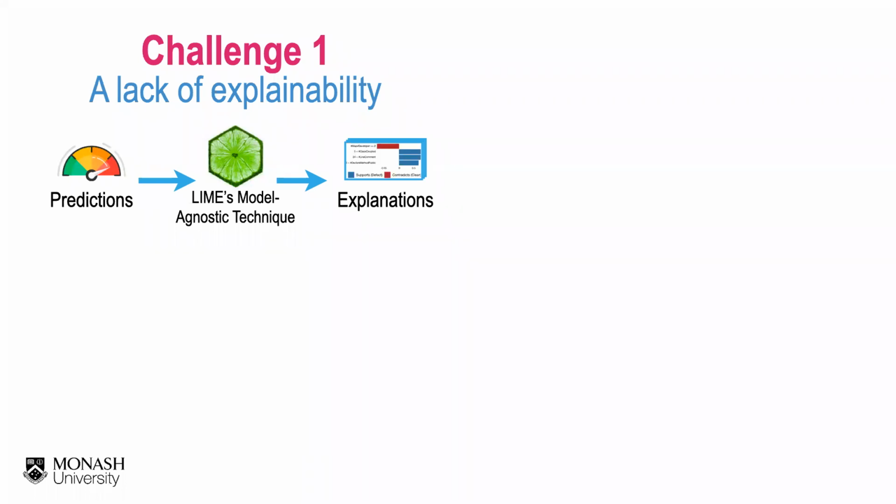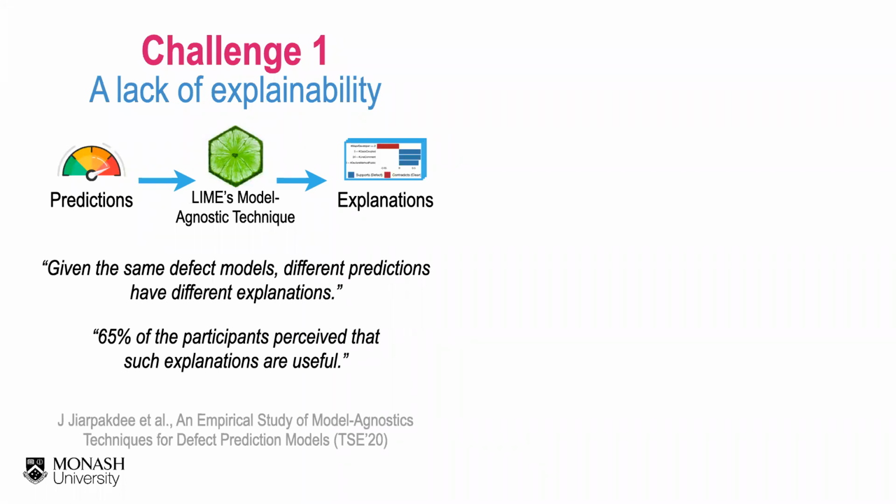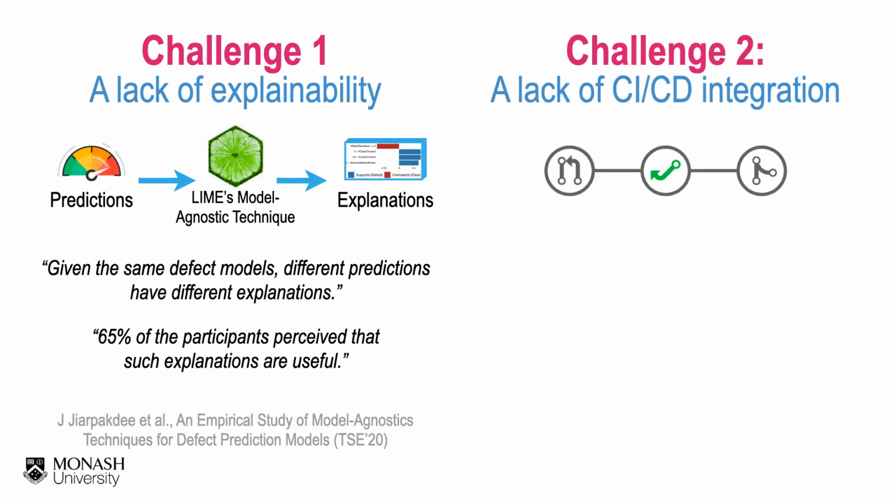Our recent work, published at TSE, is among the first to address this challenge by introducing LIME, a model-agnostic technique to generate the explanations. The interesting finding is that given the same defect models, different predictions have different explanations. It means that the general explanation from ANOVA analysis or variable importance is not applicable to all predictions, and that's why we need a more fine-grained explanation for each prediction. When we presented the results to practitioners, 65% of the participants perceived that such explanations are very useful. However, LIME has never been integrated into the just-in-time defect prediction model.